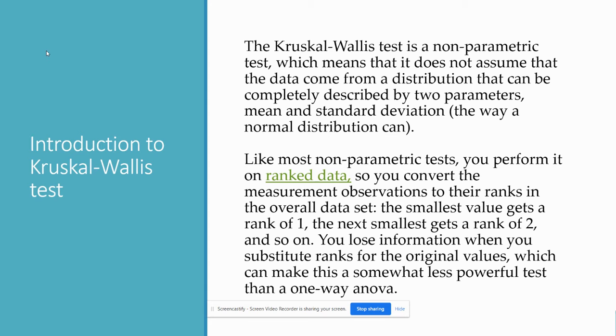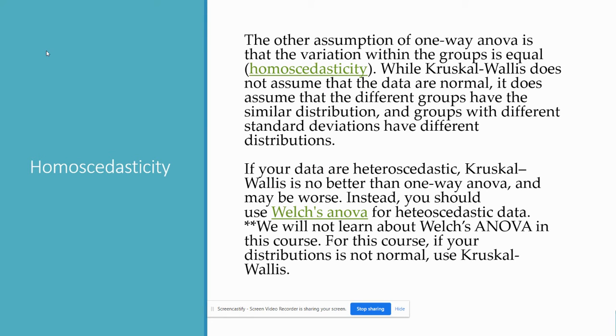So, like other non-parametric tests, you perform it on ranked data. So you convert the measurement observations to their ranks in the overall set. The smallest value gets 1, next smallest gets 2, and so on. So you lose the information on your ranks for the original values, which kind of makes this a less powerful test than one-way ANOVA. In the real world, I run both of them just to see. A lot of times I get the same results, so it strengthens my results if I can say I ran both and I got similar results. You're really not going to have to worry about this right here, but let's talk into it.